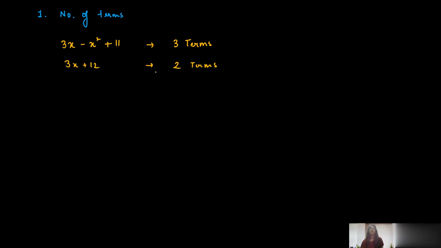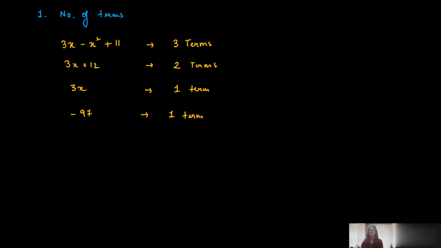So similarly, we can have a polynomial with just one term as well. If I just write 3x, this has how many terms? One term, right? If I just write a single number, let's say negative 97, this is also a polynomial with just one term. Okay. So a polynomial can also have one term as well.